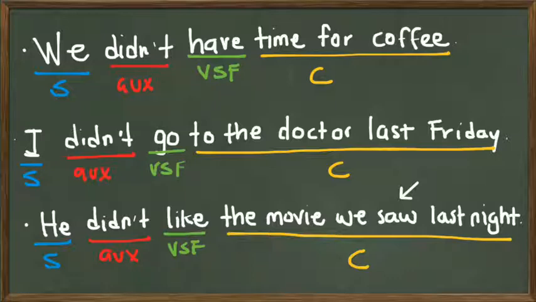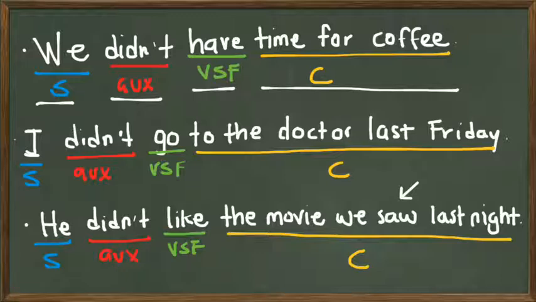Here we have some examples. Example number 1: we didn't have time for coffee. In this example, we have our elements: the subject, the auxiliary didn't, our verb in simple form, and our complement. Once again, don't forget, this verb cannot be in past. It has to be in simple form because we have the presence of didn't.